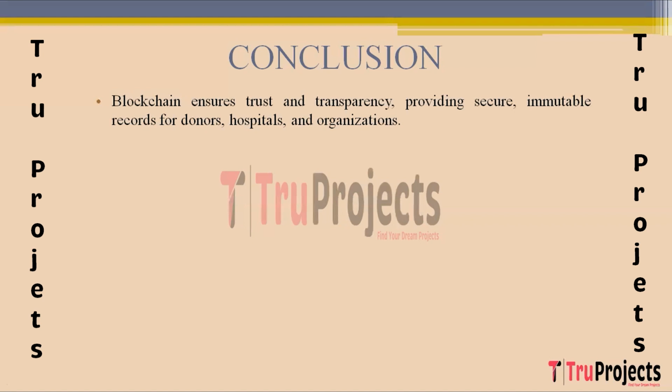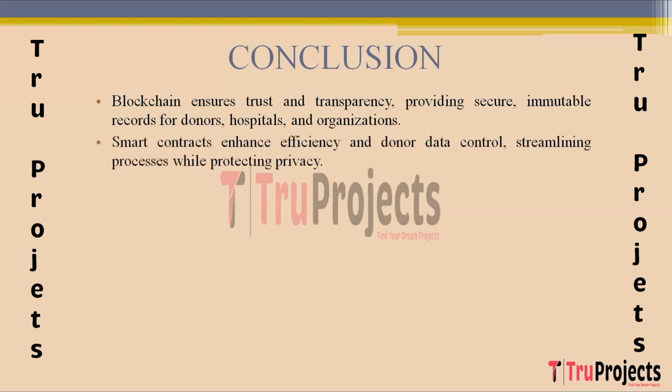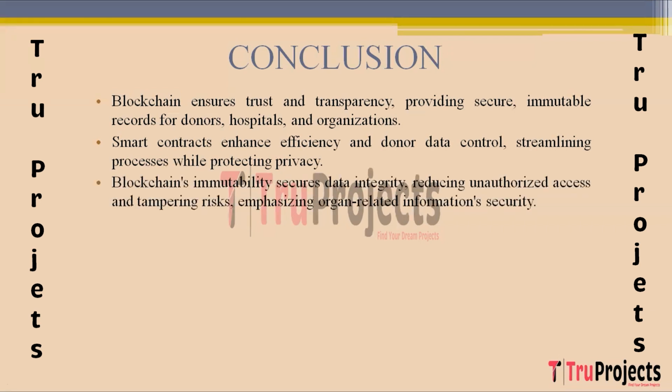So the conclusion here is, the project's use of blockchain technology ensures transparency, trust and security throughout the organ donation and transplantation process. Donors, hospitals and organizations can rely on accurate, immutable records. Smart contracts streamline transactions and grant donors control over who accesses their information. This increases the efficiency of the process while maintaining privacy. And blockchain's immutability safeguards data integrity, reducing the risk of unauthorized access or data tampering.